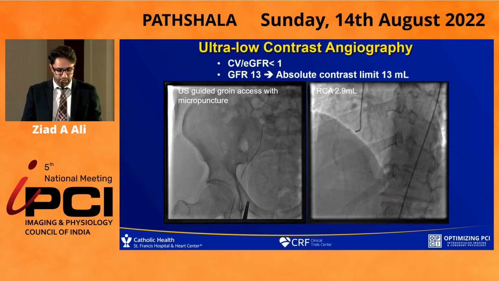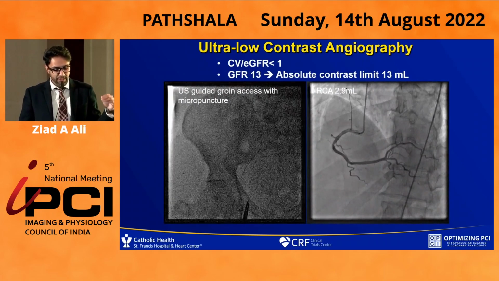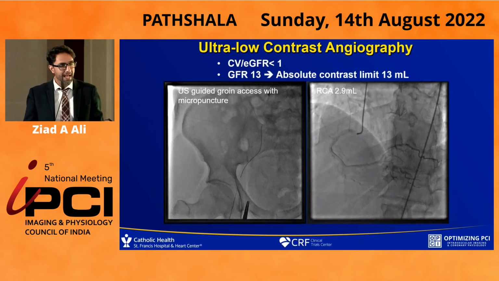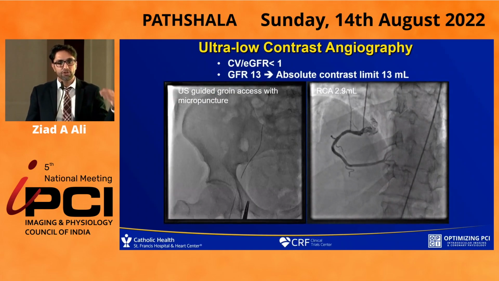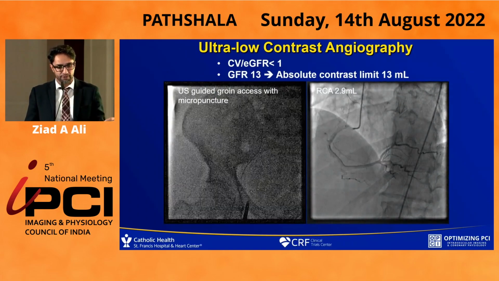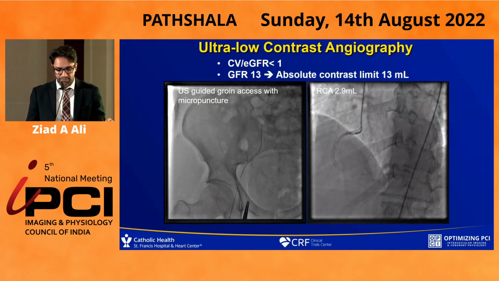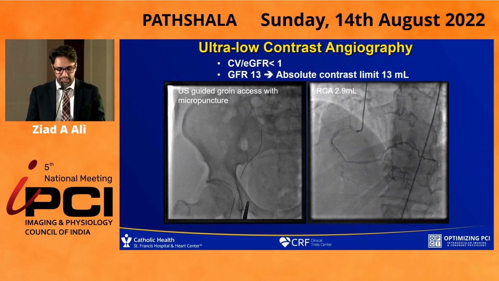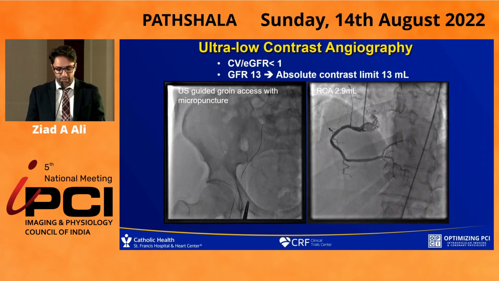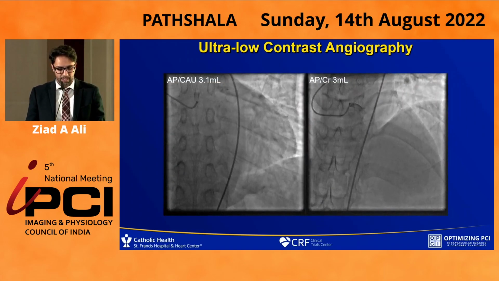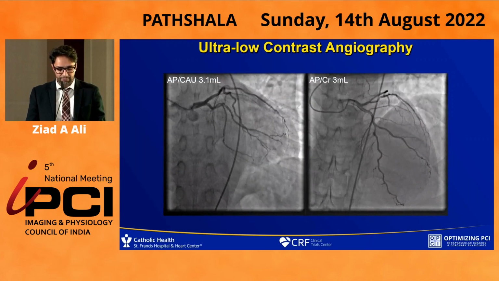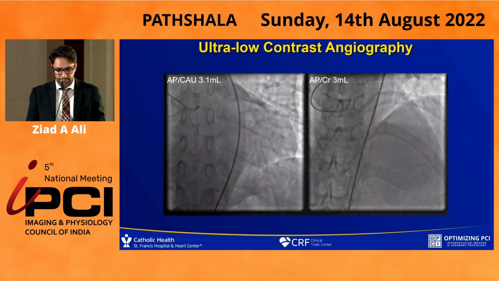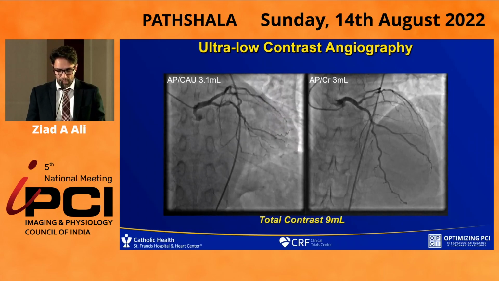Here's an example of an ultra-low contrast case. It's an ultrasound-guided groin access with micropuncture. You just need to puncture above the bifurcation. You can safely close this. This patient's eGFR is 13, so the absolute contrast limit is 13. One shot of the right coronary artery and 2 shots of the left coronary artery give you as much detail as you need. Total contrast 9 mils.